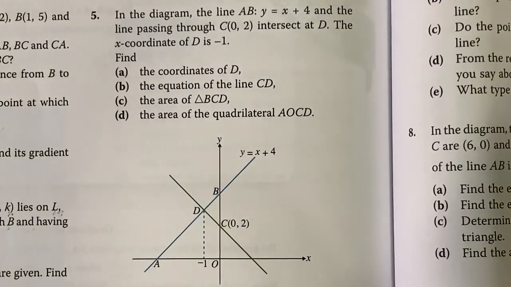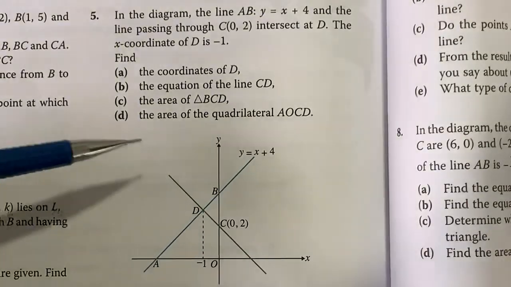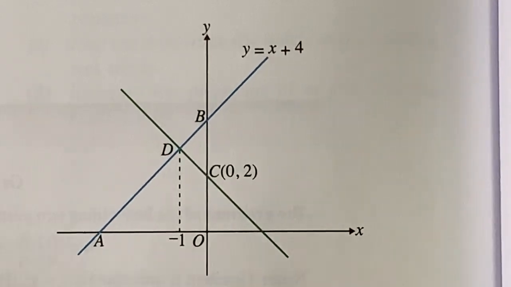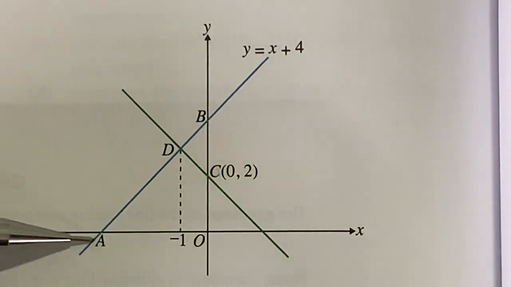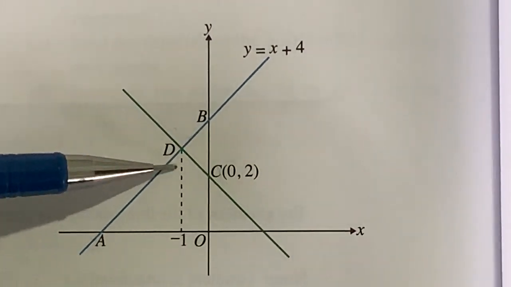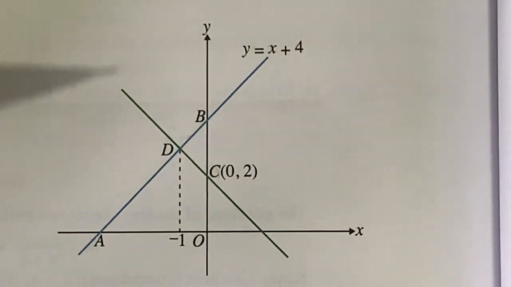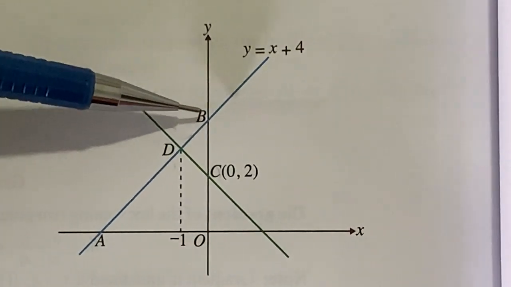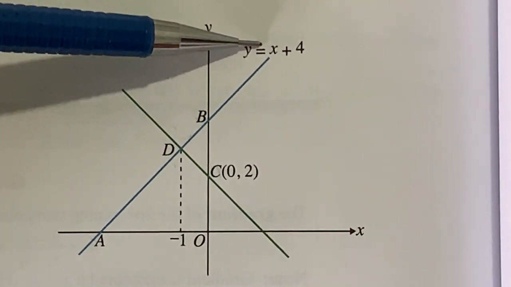Okay, the last question for the day, question number 5, given this diagram. You have this diagram and we have point C that is given. A, B and D lie on the line y equals x plus 4. So the coordinates of B, you can substitute into y equals x plus 4.